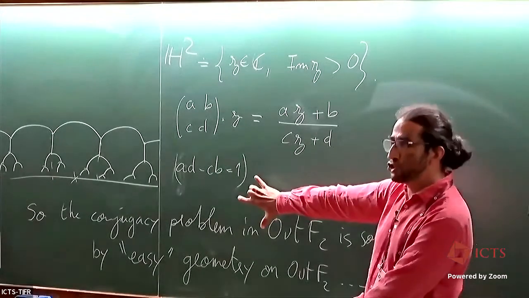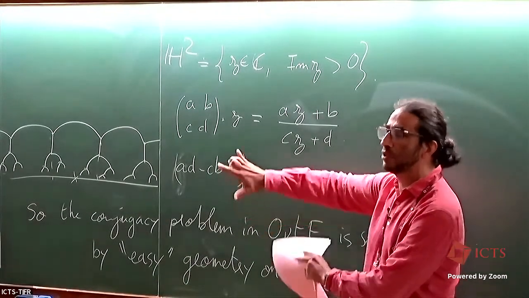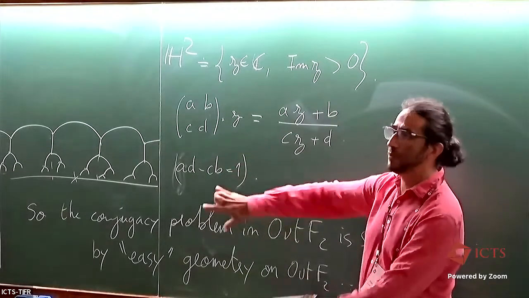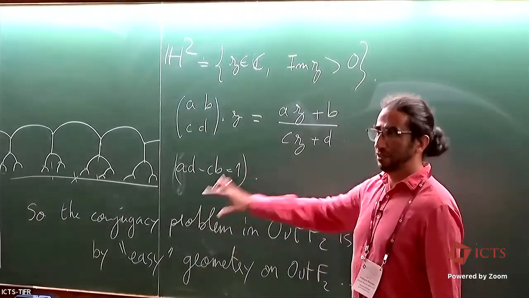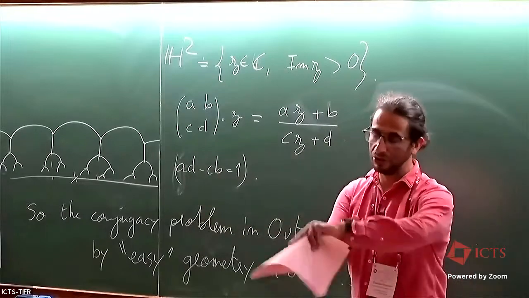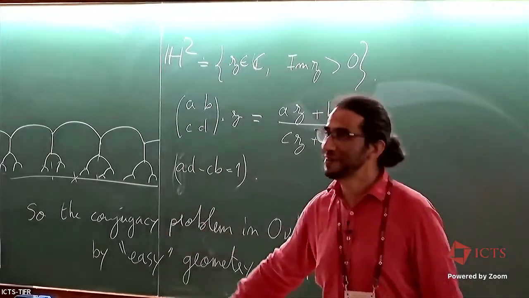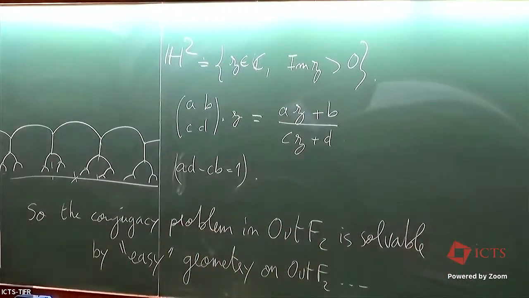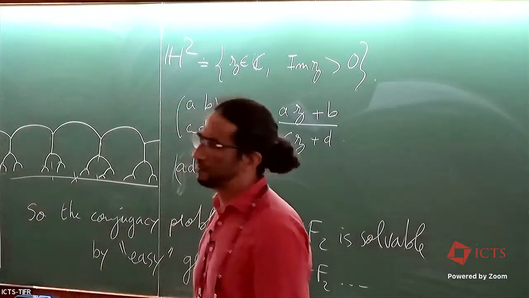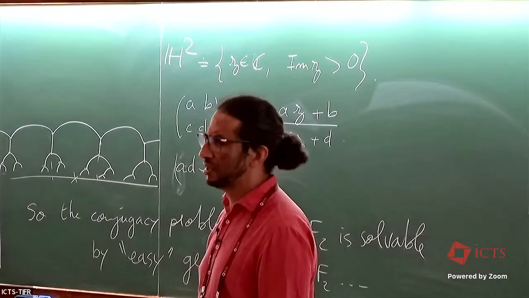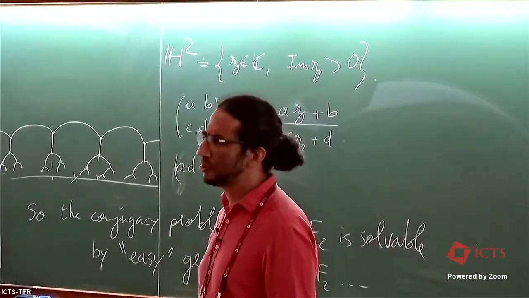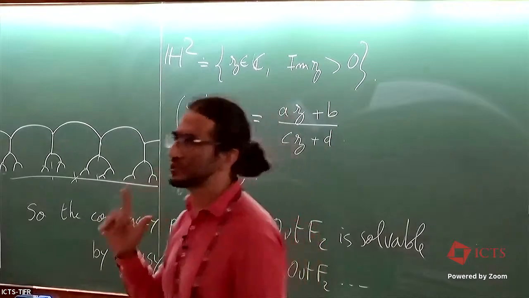So here I use GL2Z to solve the conjugacy problem. It's virtually free, it's hyperbolic, life is easy, and we are done. We can have coffee. Is the conjugacy problem easy in any matrix group? No, the answer is no.